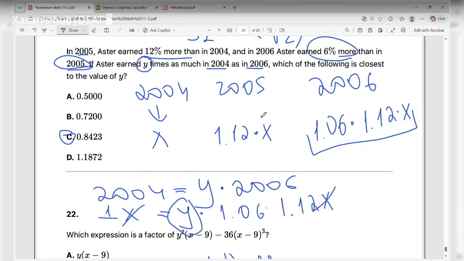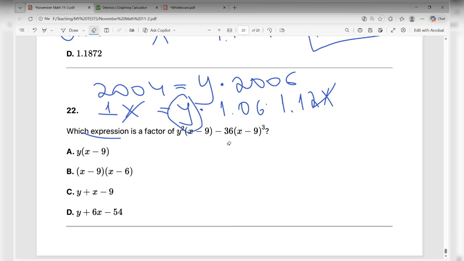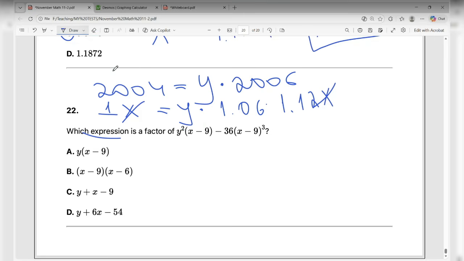And last question, which expression is a factor of this? Guys, for the factoring questions I all the time solve by hand, and today I will be solving by hand as well. So let's see, maybe we got a Desmos way.